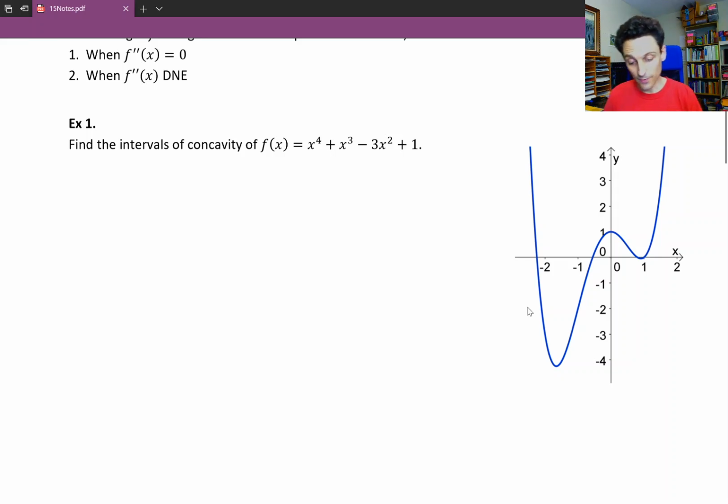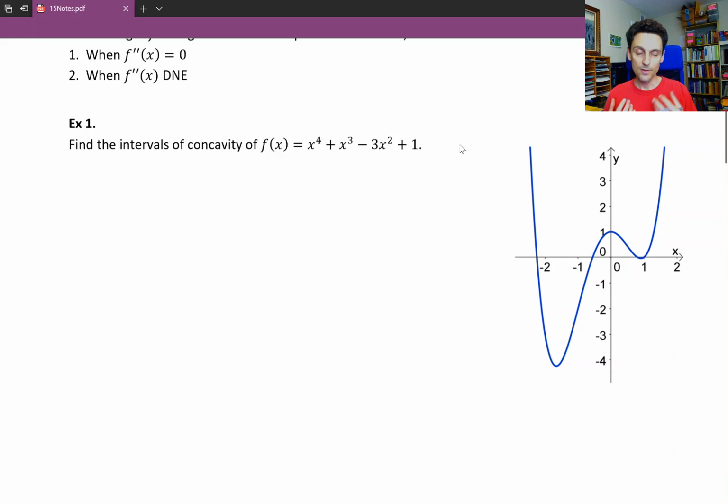So what we need is to find the intervals of concavity, with concavity meaning concave up or concave down. It's concave up or concave down. So up like a cup or down like a frown. It's how the graph bends. So we're going to find the intervals where the graph is concave up and the intervals where the graph is concave down. All right, so to get that, we need to get the second derivative.